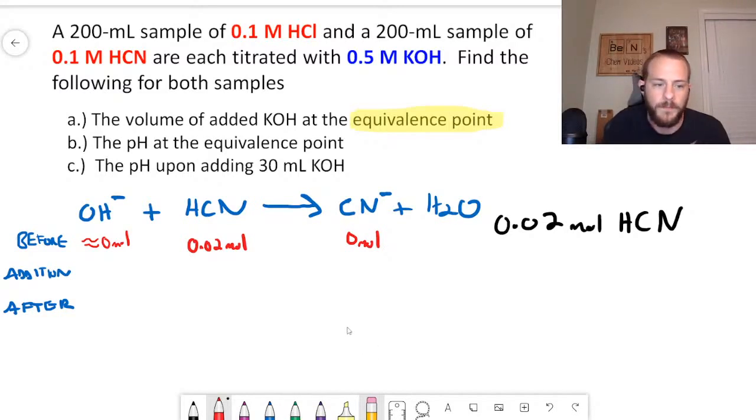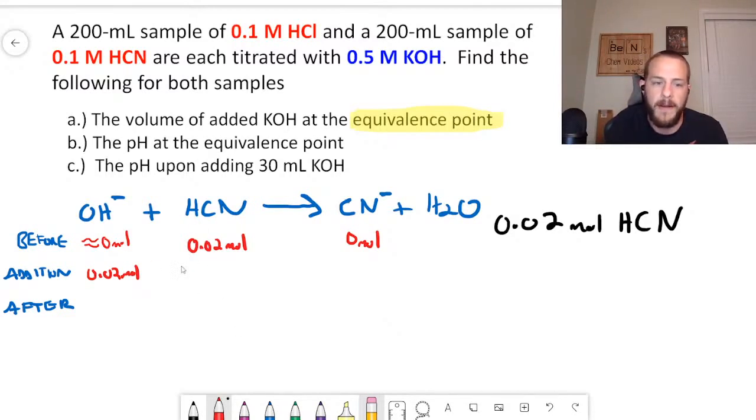Okay, so what is the addition, right? Well, we're adding, hang on, it says the equivalence point, right? Yeah, so the equivalence point means that the amount in moles of the added base is equal to the amount in moles of our original acid, right? And so the addition here is going to be 0.02 moles of hydroxide, right? So what effect is that going to have on this titration?